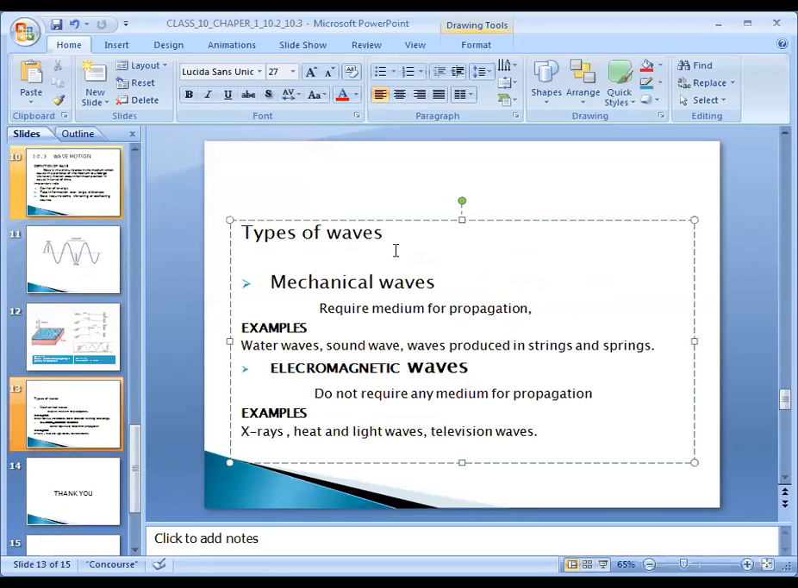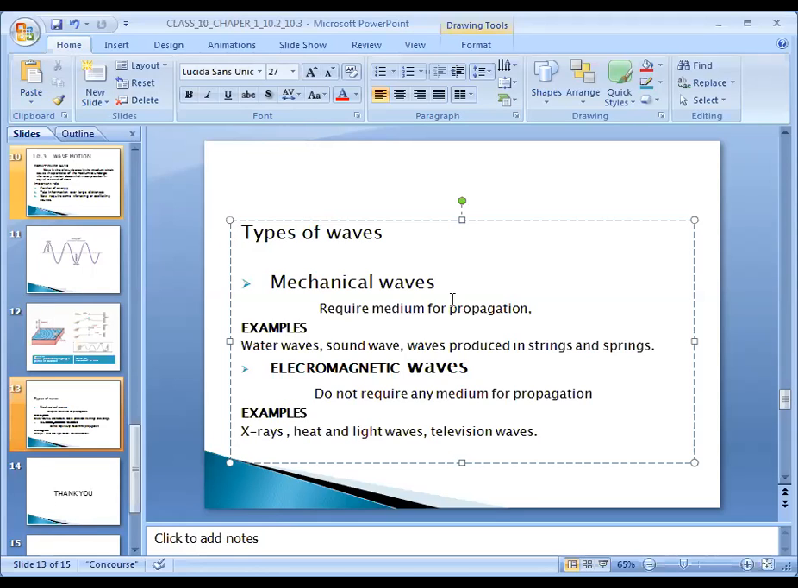There are mechanical waves. Mechanical waves are those waves which require a medium for their propagation. I will tell you what a medium is. A medium is actually where the thing is passing. Like when I'm talking to you, there is a medium between me and you, and the medium is air. If there is no air present, my voice cannot reach your end. So in order for my voice to reach you, there must be a medium present, and the medium is air. So mechanical waves are those waves which require a medium for their propagation.